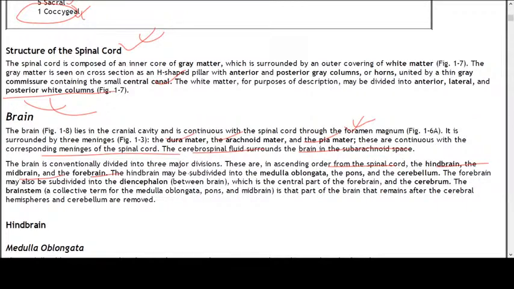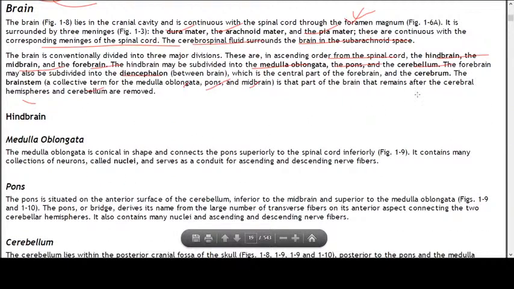The hindbrain may be subdivided into the medulla oblongata, the pons, and the cerebellum. The forebrain may also be subdivided into the diencephalon, in the central part of the forebrain, and the cerebrum. The brain stem, consisting of the medulla oblongata, pons, and midbrain, is the part of the brain that remains after the cerebral hemispheres and cerebellum are removed.